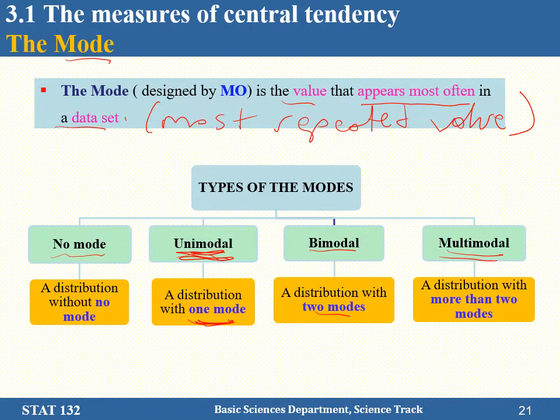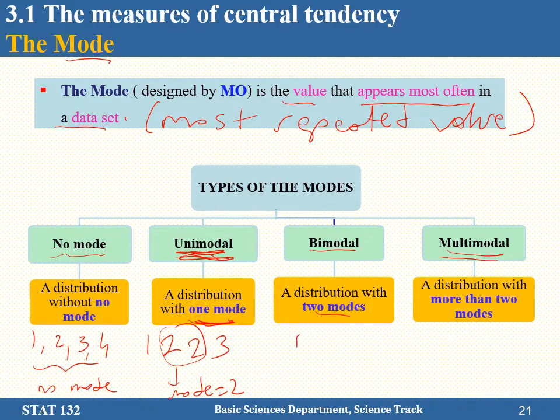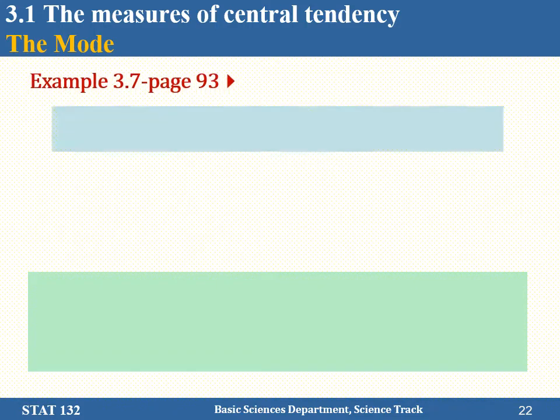So here, for example, 1, 2, 2, 3. 2 is most repeated, so the mode is 2. But sometimes it happens that there's no mode here. Nothing is repeated more than the others, so no mode. And here, let's say, 1, 2, 2, 3, 3, 4. You see we have two modes, 2 and 3. And we can give an example with more than two modes also. Okay, let's look at this example here.